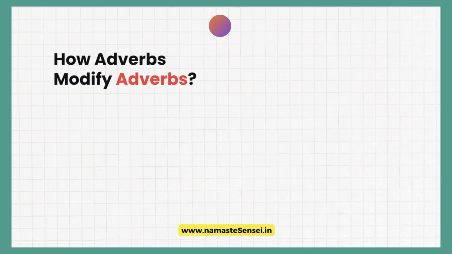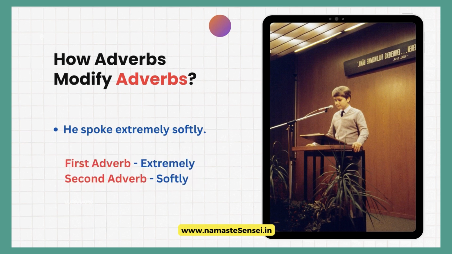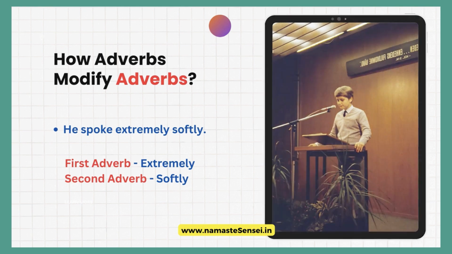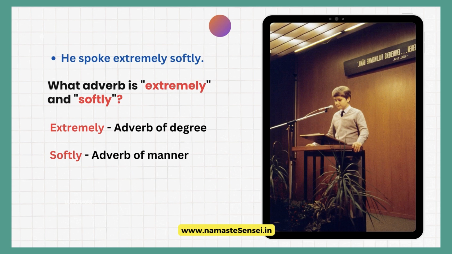Lastly, we will see how adverbs modify other adverbs. Example, he spoke extremely softly. If you look at this sentence carefully, there are two adverbs. Can you guess them? If you guess them, you can match whether you guessed correctly. One adverb is extremely and another adverb is softly. Now, can you tell what types of adverbs they are? Extremely is an adverb of degree. Softly is an adverb of manner. The adverb extremely modifies the adverb softly and intensifies it.